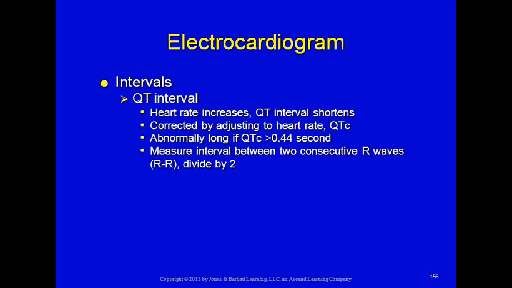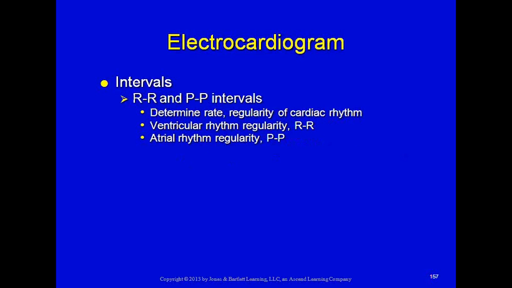As the heart rate increases, the QT interval is going to shorten, so you have to adjust to heart rate. An abnormally long QT interval would be over, in this slide, more than 0.44 seconds. In order to determine the QT interval in really fast heart rates, where everything is so close together, measure the time between one QRS and the next QRS, and then divide that by 2. That will give you the QT interval that you use when looking at faster heart rates.